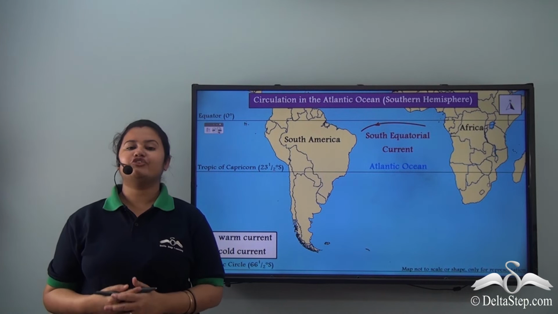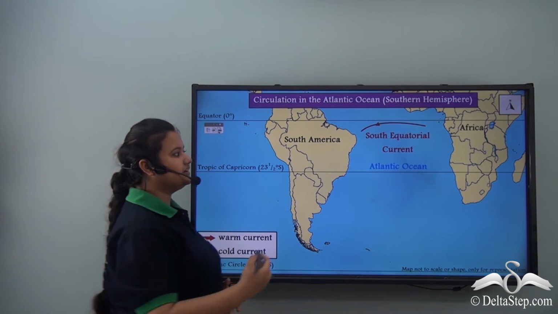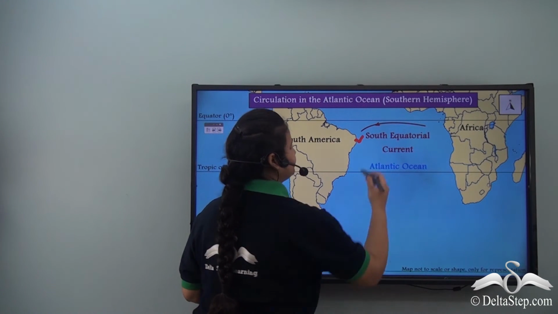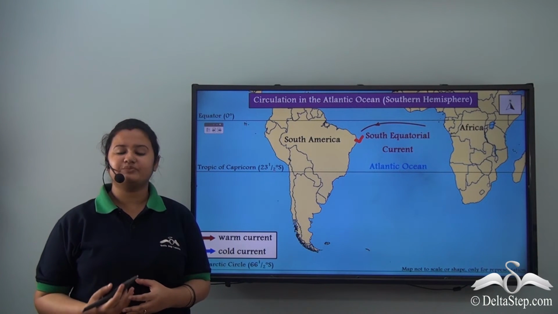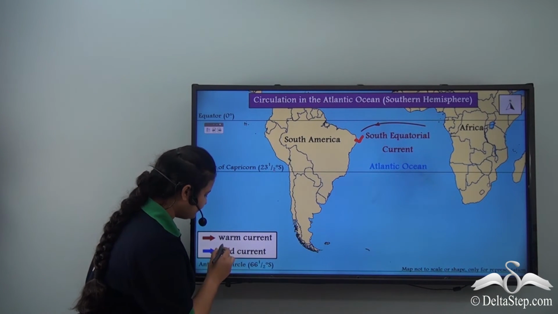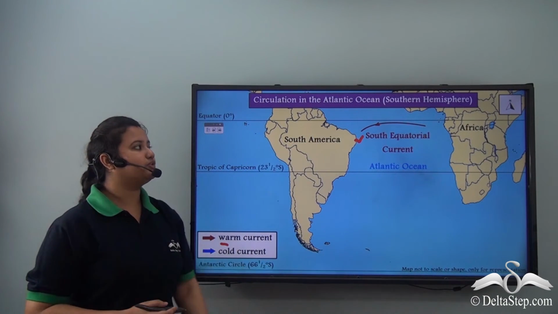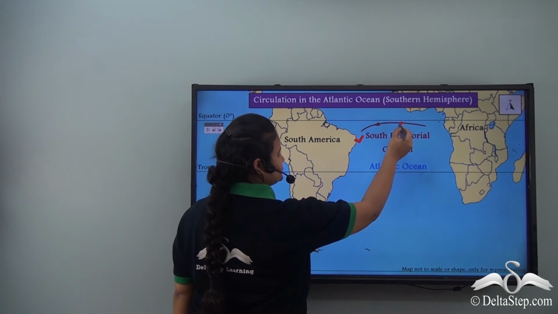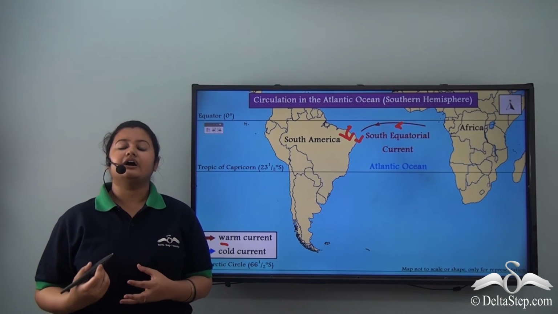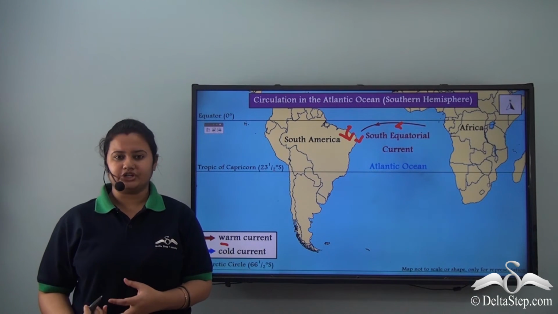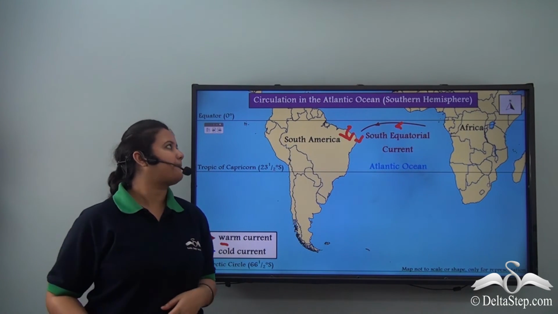The circulation of ocean currents in the southern half of the Atlantic Ocean begins with the South Equatorial Current. The South Equatorial Current, just see, is marked with red, which means that it is a warm current. It originates in the tropics near equator, and then it flows from east to west. Then it gets deflected to the left due to Coriolis effect caused by Earth's rotation. Now we will see what happens when this current gets deflected.